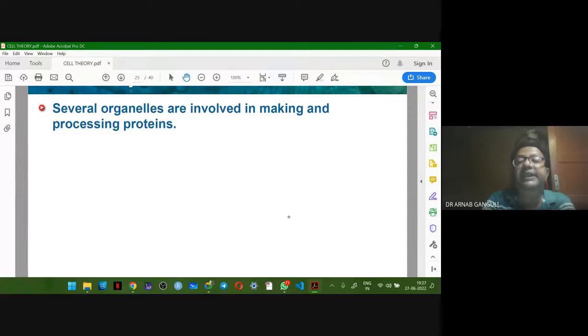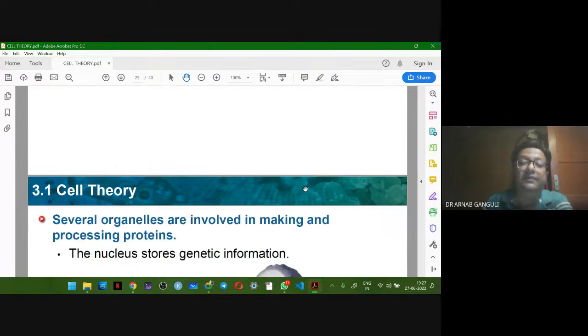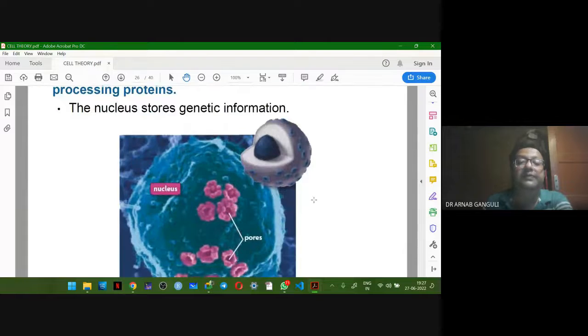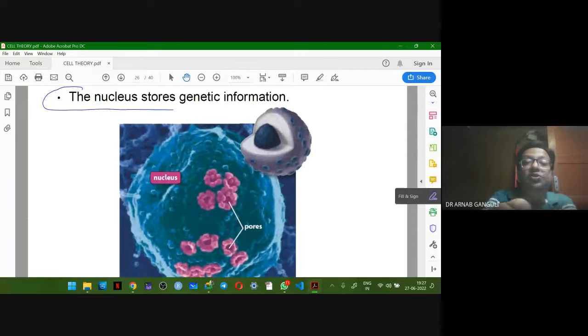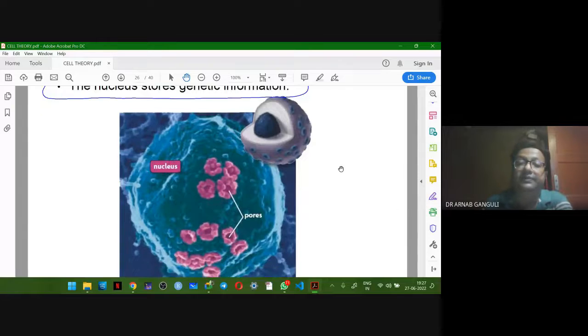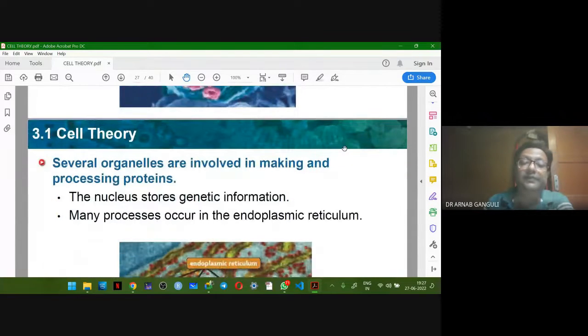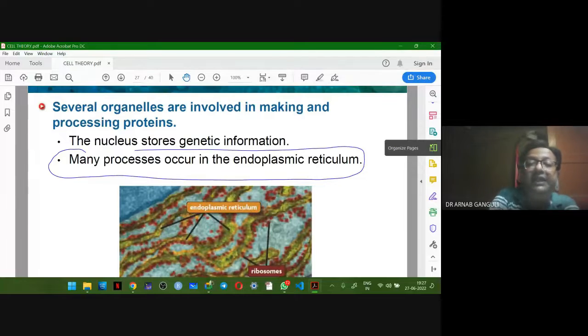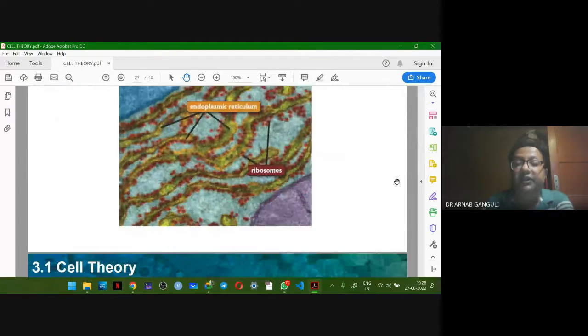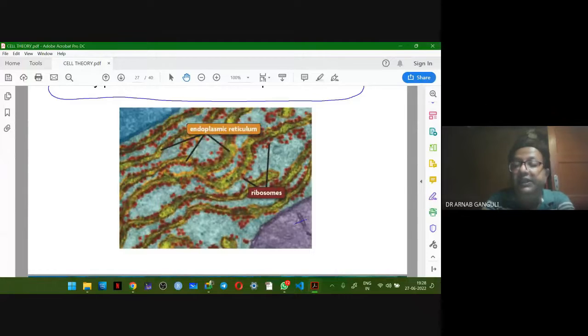Now, the next thing is that several organelles are involved in making and processing proteins. The nucleus, as you know, stores the genetic information. Many processes occur in the endoplasmic reticulum, which we will be studying. So what is the endoplasmic reticulum? This is the nucleus. Here it is the nucleus.